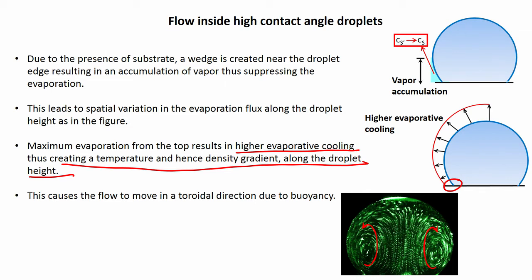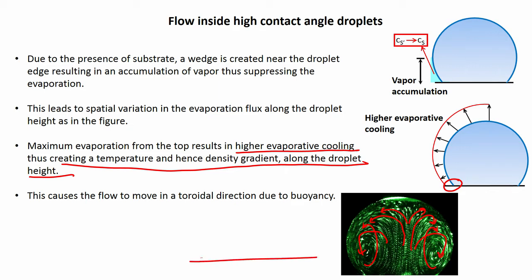So, what happens is that you naturally have a density gradient that is created. The high temperature fluid basically starts to rise towards the top of the surface, and therefore you get to see this kind of recirculating flow that you see over here.